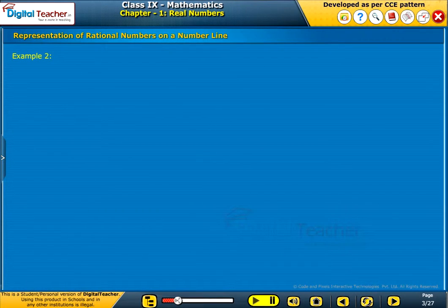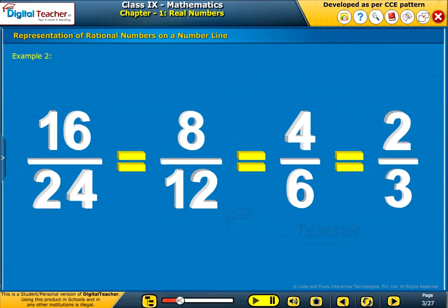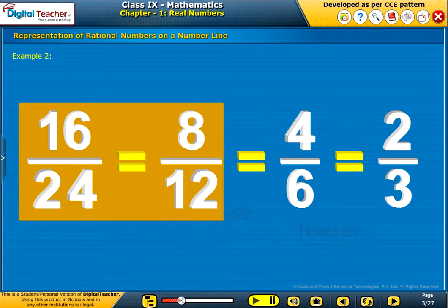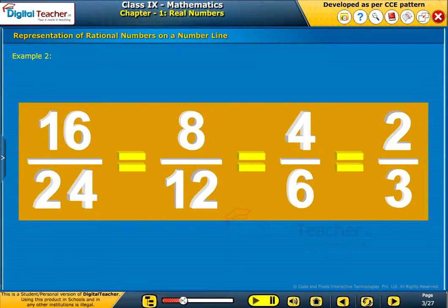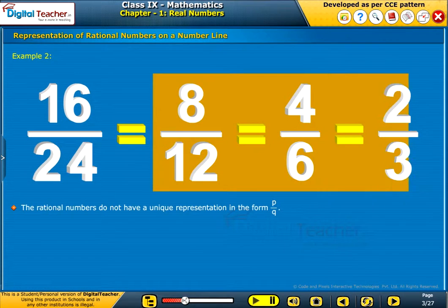Similarly, let us consider one more example, that is 16 by 24. Further simplification is as shown on the screen. So all these are equivalent rational numbers. Thus, from examples 1 and 2, we conclude that the rational numbers do not have a unique representation in the form P by Q.